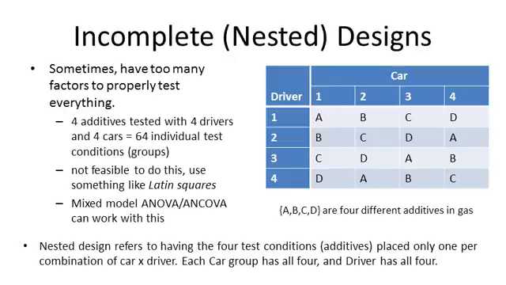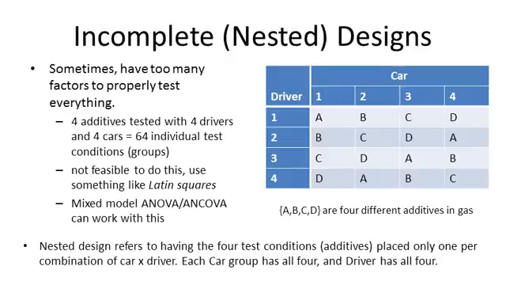There's also something called incomplete or nested designs. This is basically what happens when you have too many factors to properly test everything. So let's assume a test where we want to have 4 different additives in a car, and we're going to try that against 4 different cars with 4 different drivers.